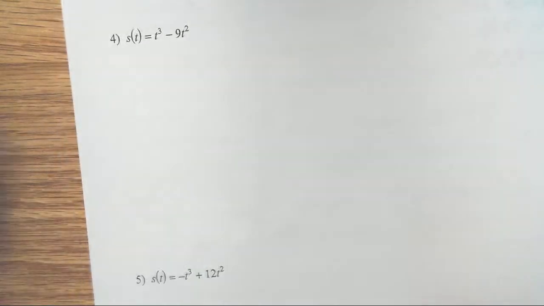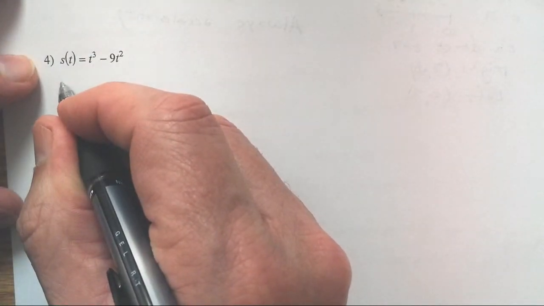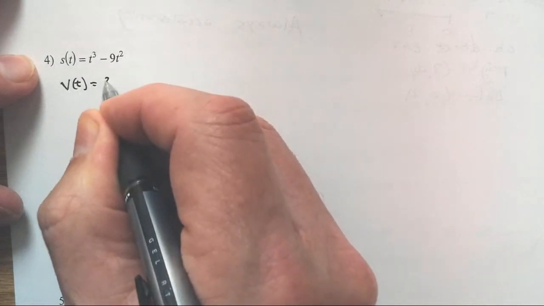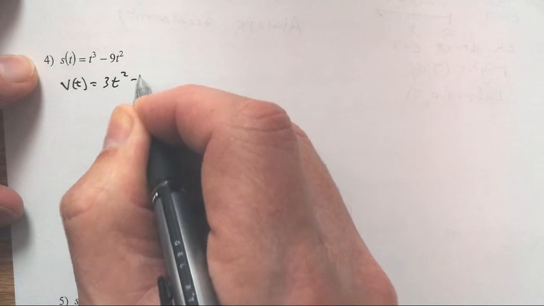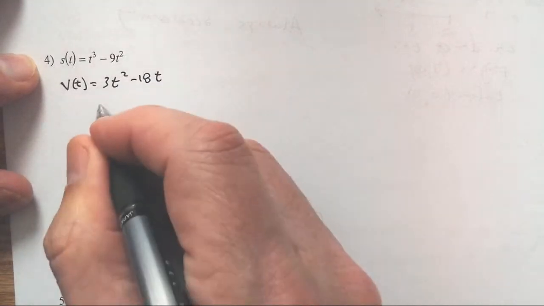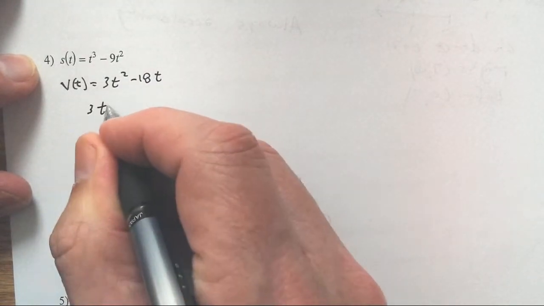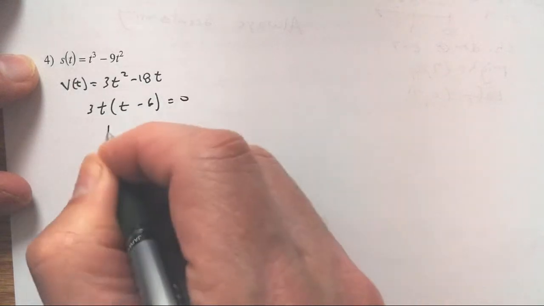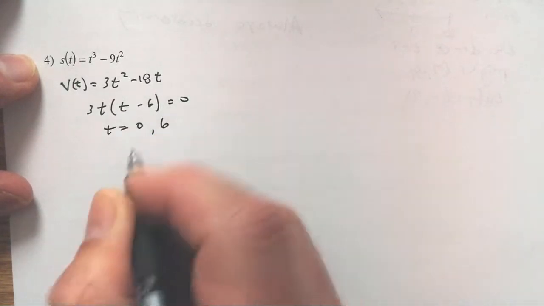Okay, let's jump to a cubic. Let's look at number 4. So our first derivative is our velocity: 3t squared minus 18t. If I factor out a 3t and set this equal to 0, I get t minus 6. I get t equals 0 or 6.